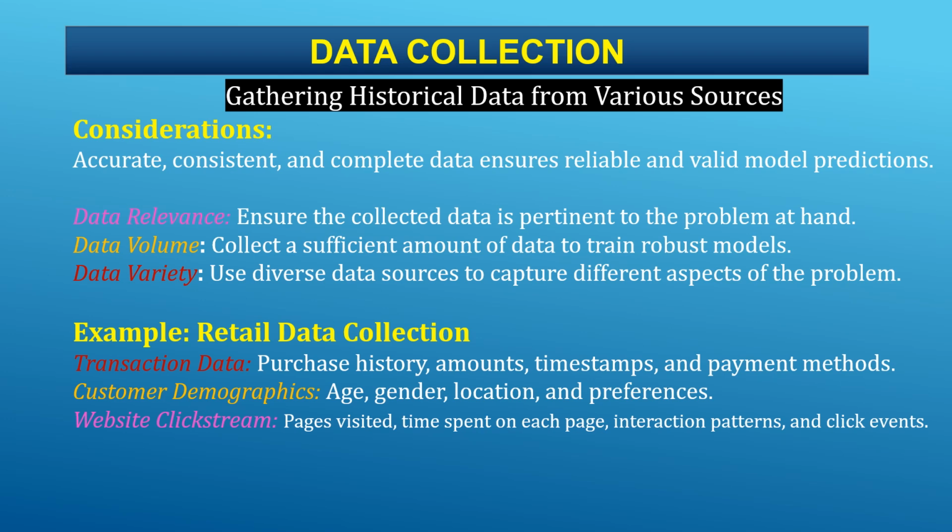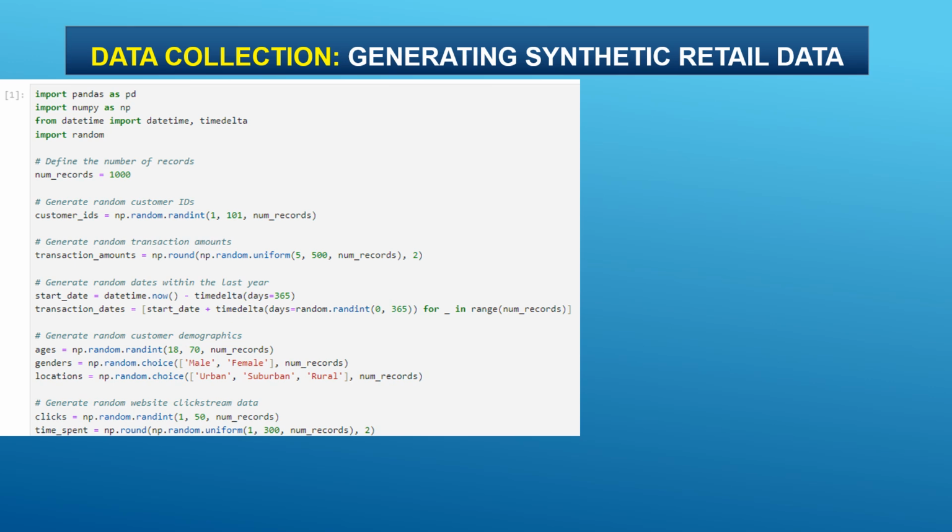For example, in retail data collection, there is transaction data: purchase history, amount, timestamps, and payment methods; customer demographics: age, gender, location, and preferences; and website clickstream: pages visited, time spent on each page, interaction patterns, and click events. Here we are generating synthetic retail data with these fields.